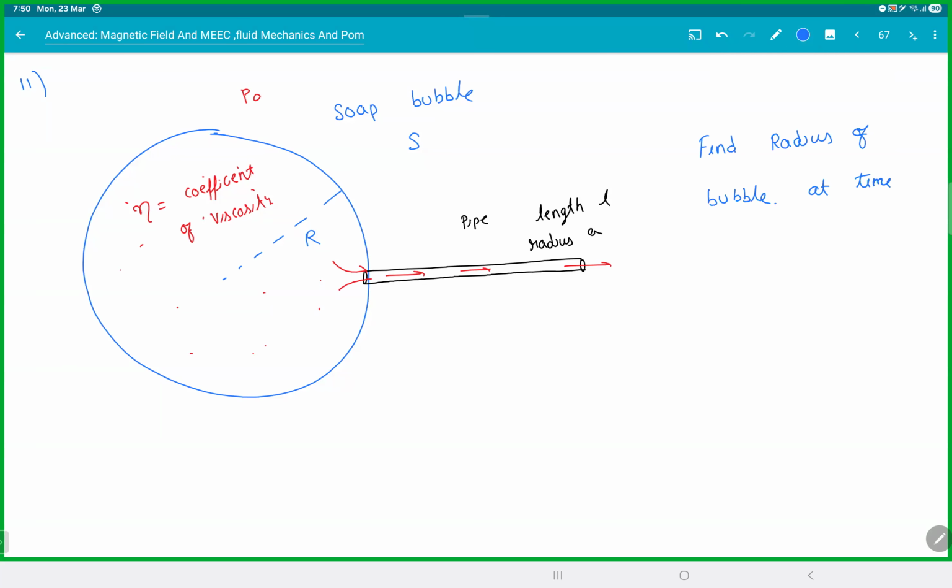Surface tension and viscosity. So we have a soap bubble. Someone kept a straw of length L inside and left it outside. So the air started leaking through the pipe. Find the radius of the soap bubble at time t.